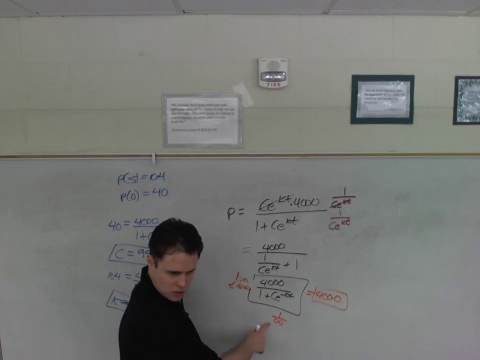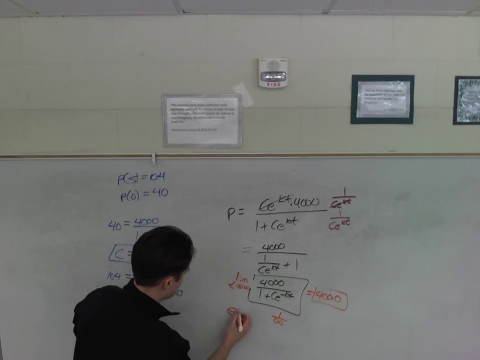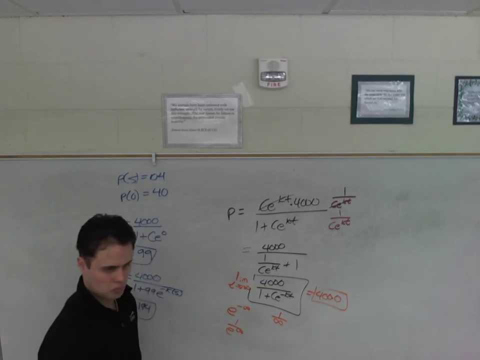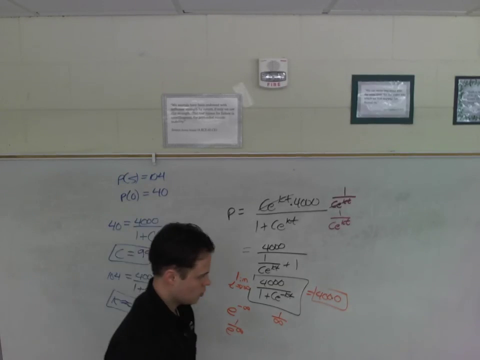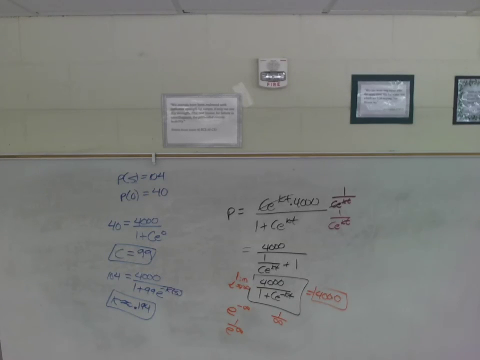Is that okay with all of us or not? Let's see. You go e to the negative infinity. That's 1 over e to the infinity, which is 1 over infinity. Okay? All right. Times c. We're done. I had fun. I hope you did too.